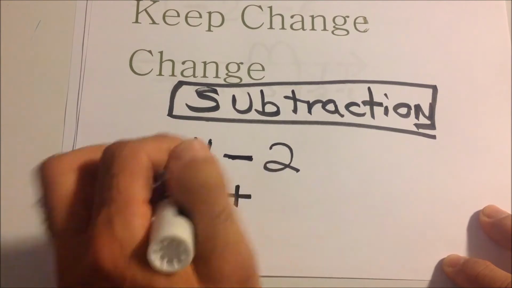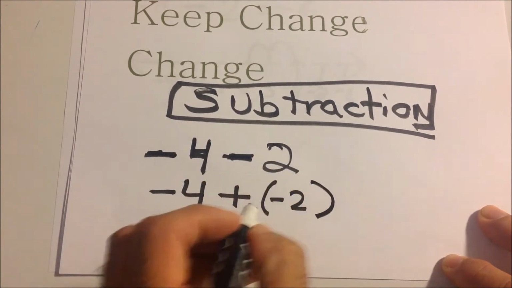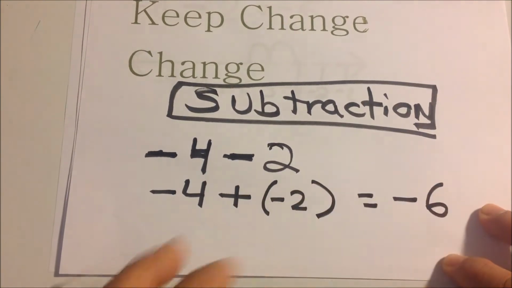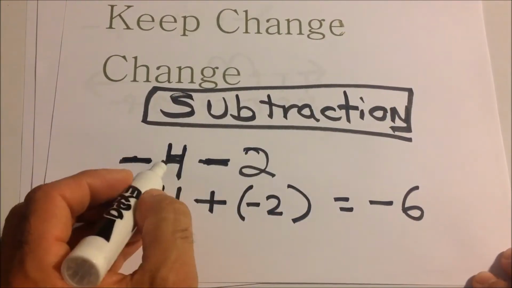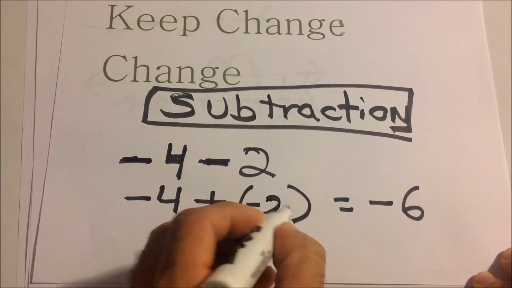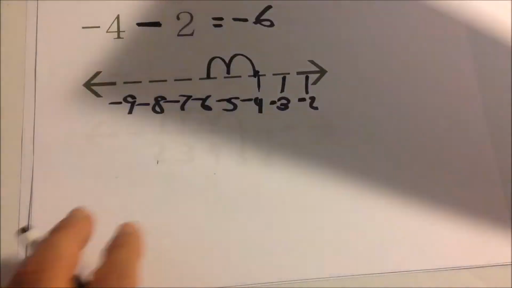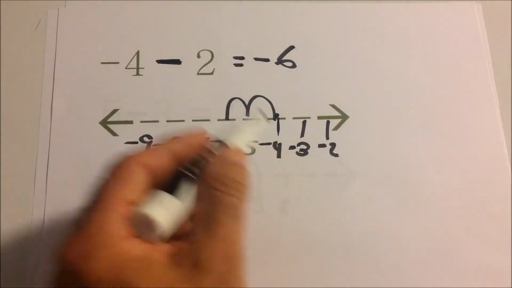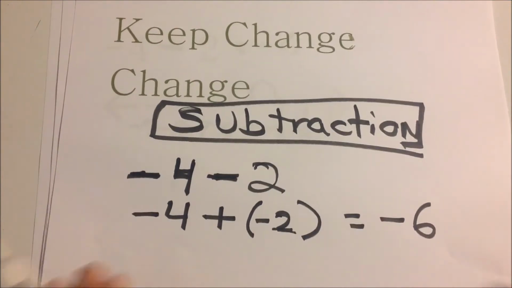So this was a minus 2. The 2 was positive, so we're going to change it to negative. And we get negative 6. Just like the rules for addition. Remember, if we owe $4 and we owe another $2, we'll owe $6. So we saw this example on the number line, and now we're seeing it with keep, change, change. Remember, keep, change, change only when we have subtraction.